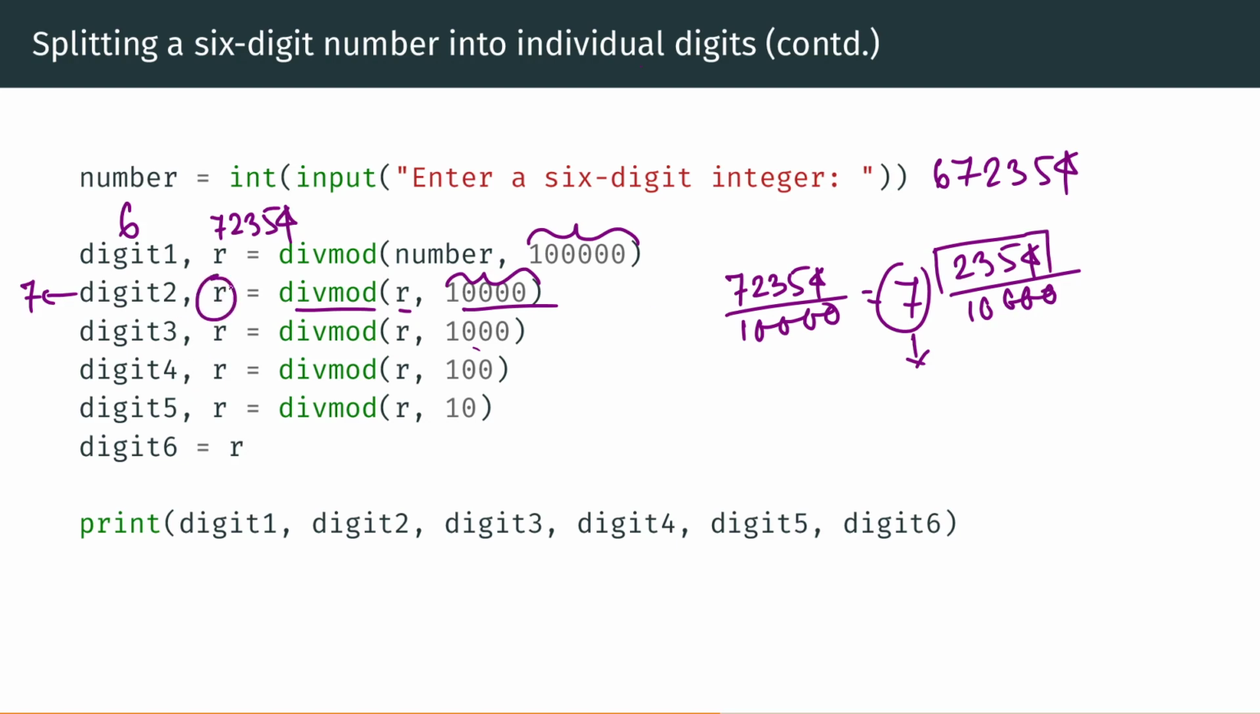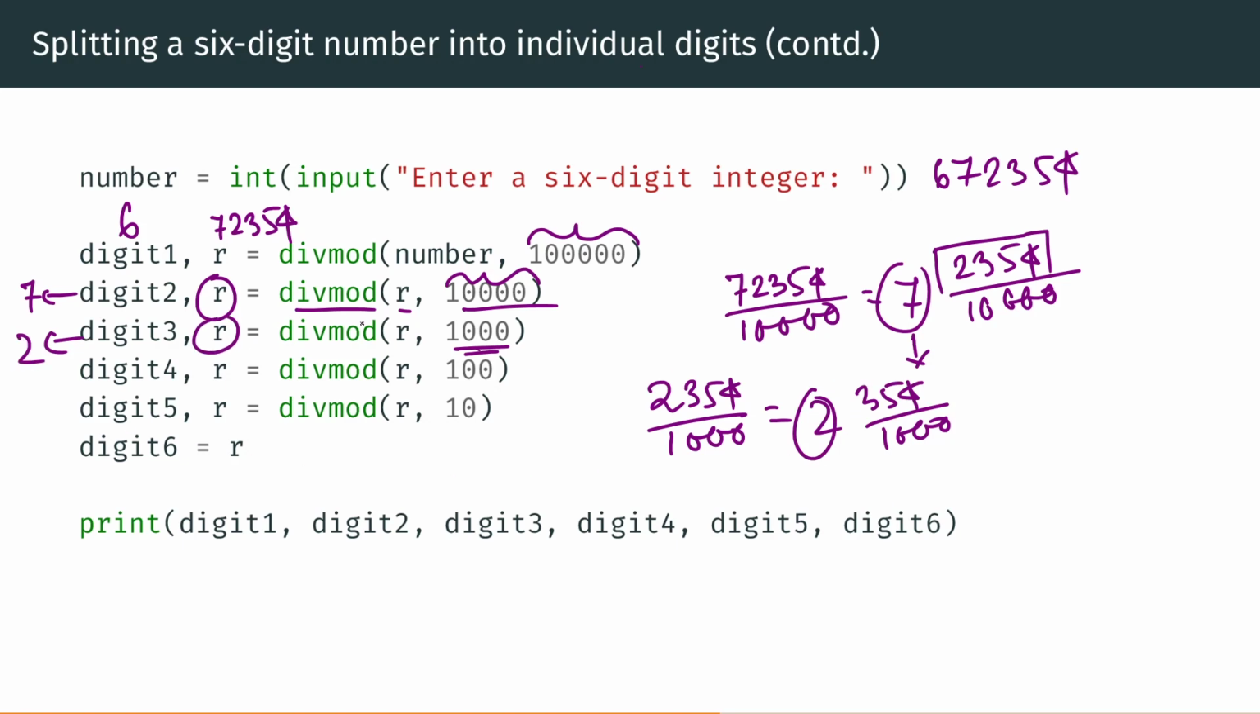So what is r? r is 2 3 5 4. Now this 2 3 5 4 is then divided by 1000. Expressed as a mixed fraction, it looks like 2 and 354 over 1000. So 2 is our digit 3, and the remainder would be 354. That's my remainder, 354.